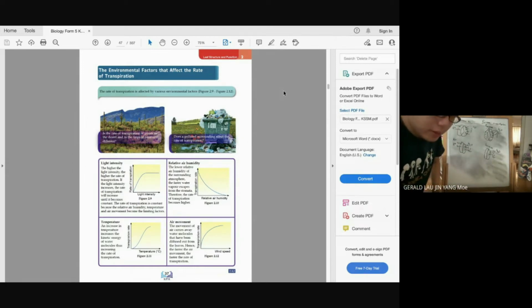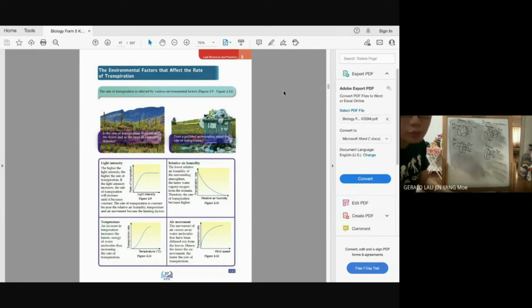Air humidity is the opposite, it is inversely proportional. Remember, when humidity is high, like after raining, it is very wet, which means very little sunlight. If very little sunlight, that means less photosynthesis and less transpiration. But if humidity is low, that means a sunny day, very little water vapor, then your transpiration will be higher. So the rate of transpiration becomes higher when the humidity is low.